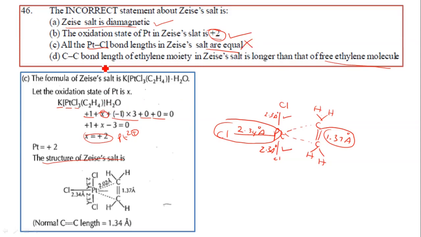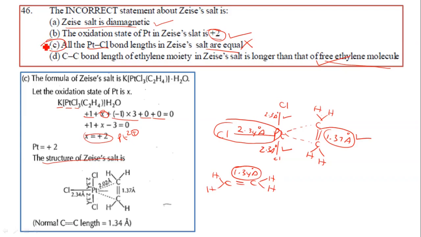And you come to option D: the C-C bond length of the ethylene moiety in Zeiss salt is longer than that of free ethylene. In a free ethylene molecule the bond length is 1.34 Angstrom, but in Zeiss salt it is 1.37 Angstrom. So the bond length is greater in Zeiss salt than in free ethylene. So option D is also correct. They are asking for the incorrect statement, so the correct answer is C.